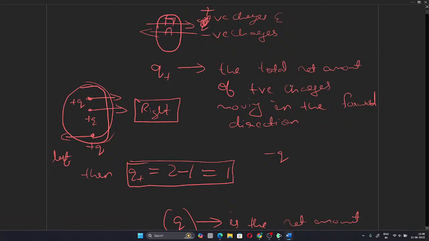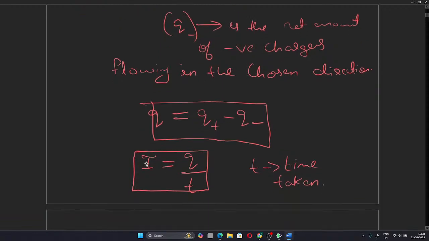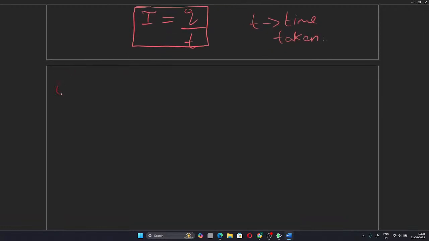Electric current: when positive charges and negative charges go in either direction across a cross-sectional area, normally to the area, then Q plus is the total net amount of positive charges moving in the forward direction, and Q minus is the total net amount of negative charges moving in the forward direction. The total charge will be Q plus minus Q minus, and the current will be Q by T. The definition being, current is defined as the rate of flow of charges.